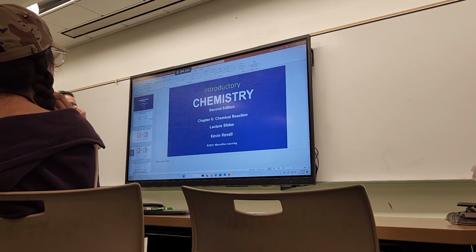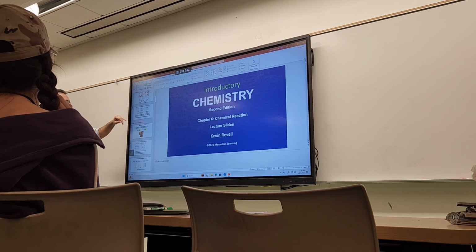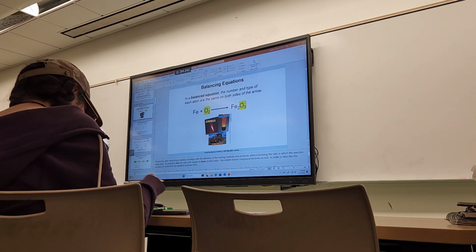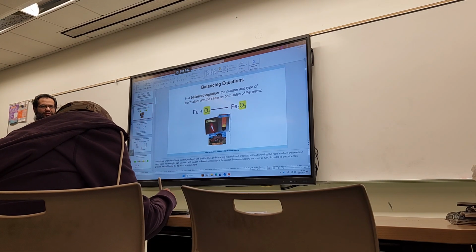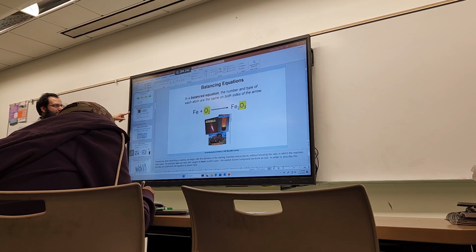Right, chapter 6, we started talking about chemical reactions. By now we know how a chemical reaction looks. Everything on the left side is a reactant, the right side is a product. Balancing, we're very comfortable with that by now, right? So practice that if you need to. Please make sure you can balance a chemical reaction very, very fast.